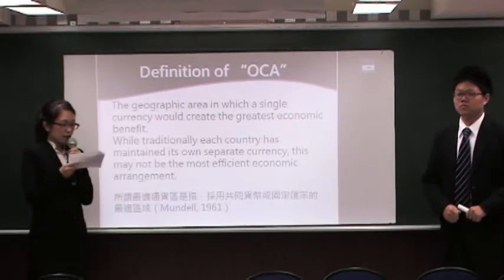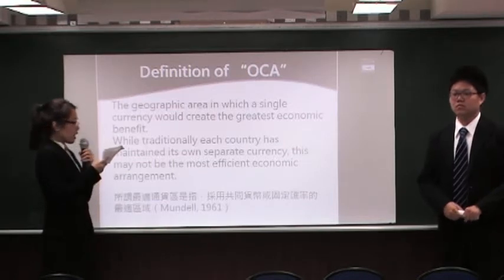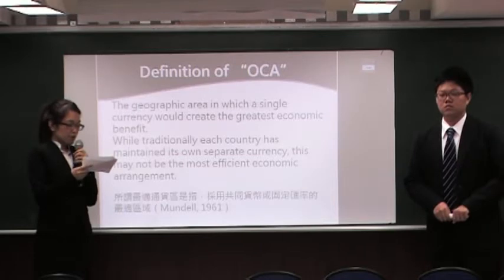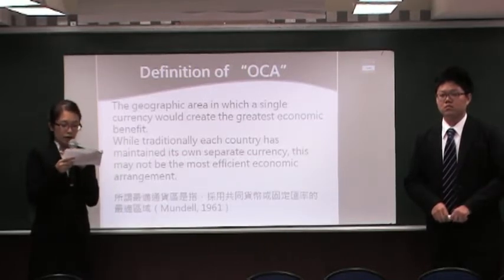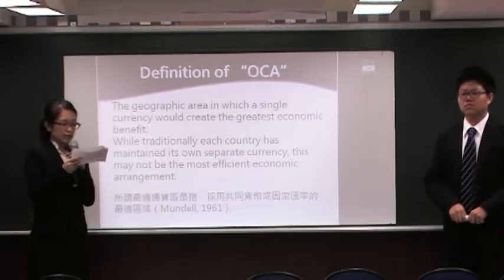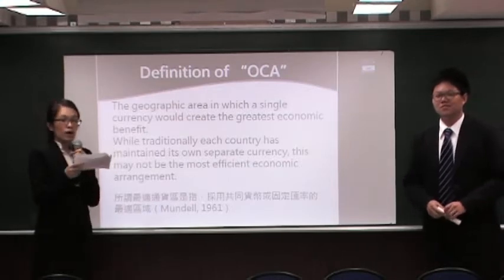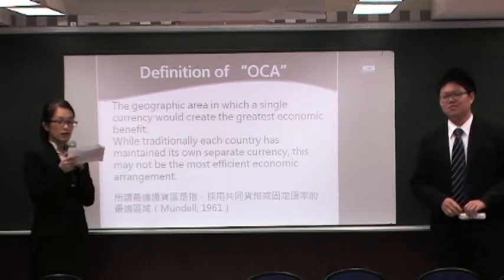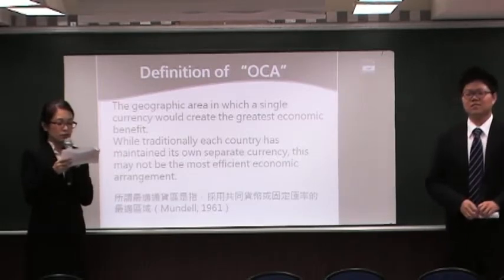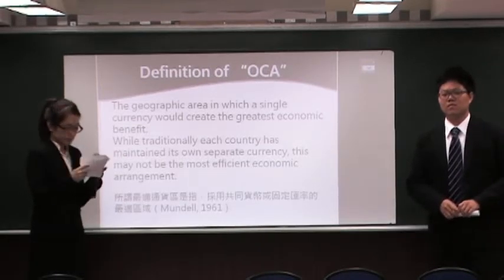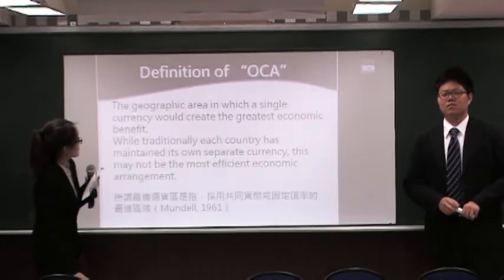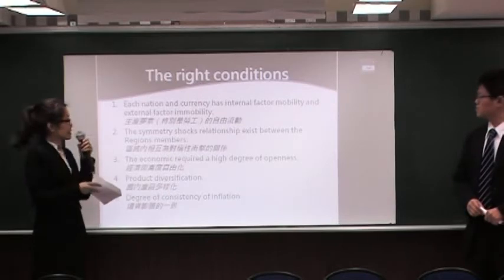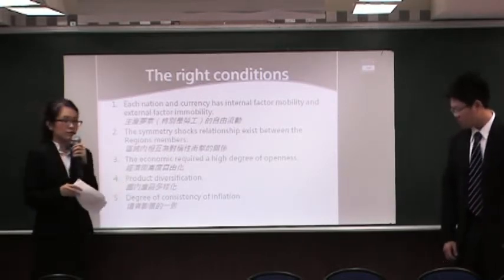So this is the definition of optimal currency area. This is a geographic area in which a single currency area would create the greatest economic benefit, while traditionally each country has maintained its own separate currency. This may not be the most efficient economic arrangement. So according to this theory, we can see the 5 right conditions about this theory.